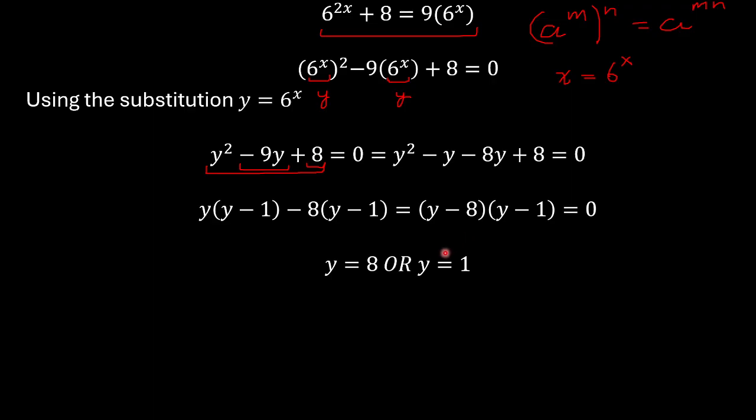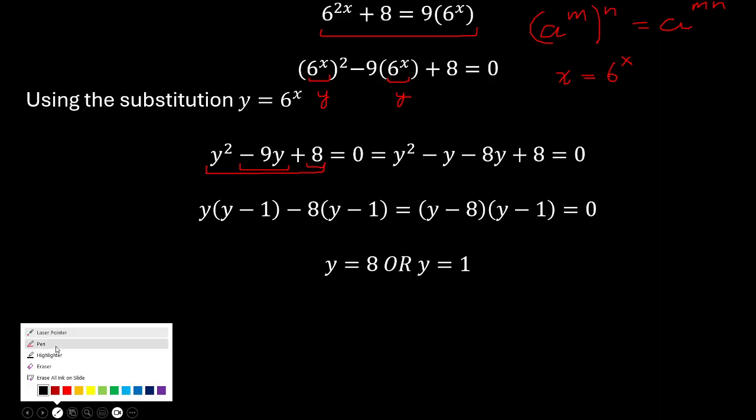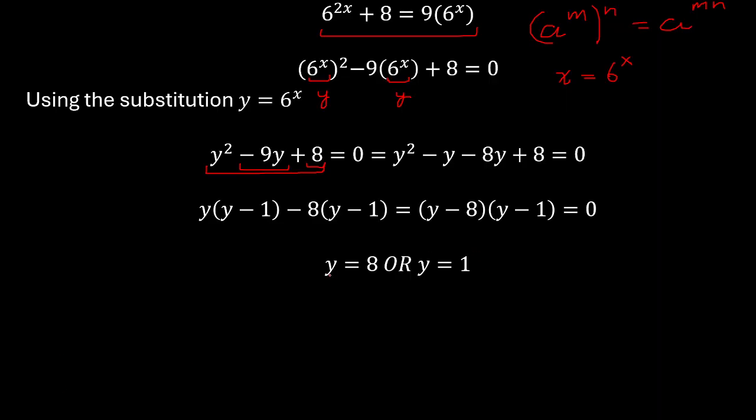Well, here's the thing. When you get y equals 8 or y equals 1 as your answer, you're not done yet because you're using a substitution. Remember, we're using substitution. So 6 to the power x equals 8, or 6 to the power x equals 1. And this is the tricky part because most people just leave out their answer like this, but that is not how you do it. So given that we've used a substitution, we have to write it back into its original form.